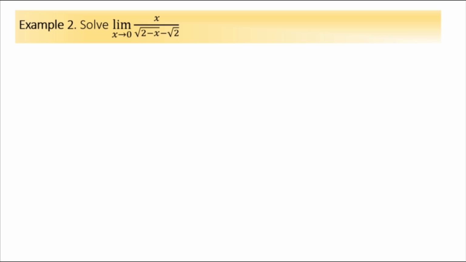In this problem, the radical appears in the denominator. Its conjugate is, of course, the plus sign. So we multiply both the numerator and denominator by that conjugate.